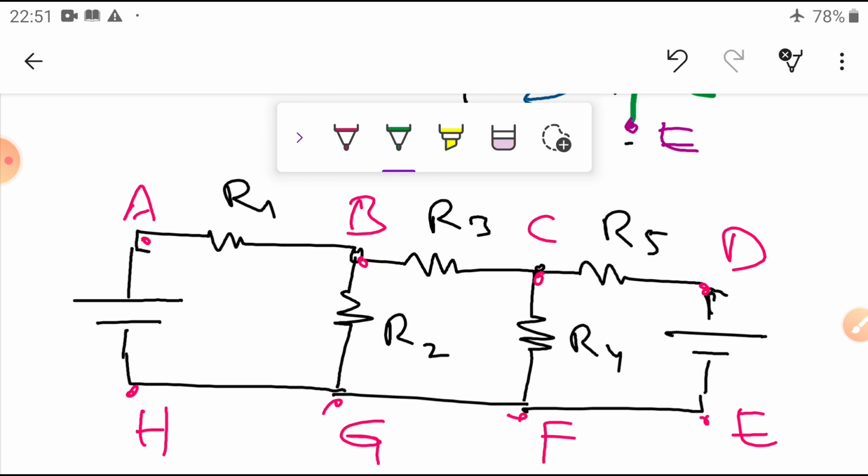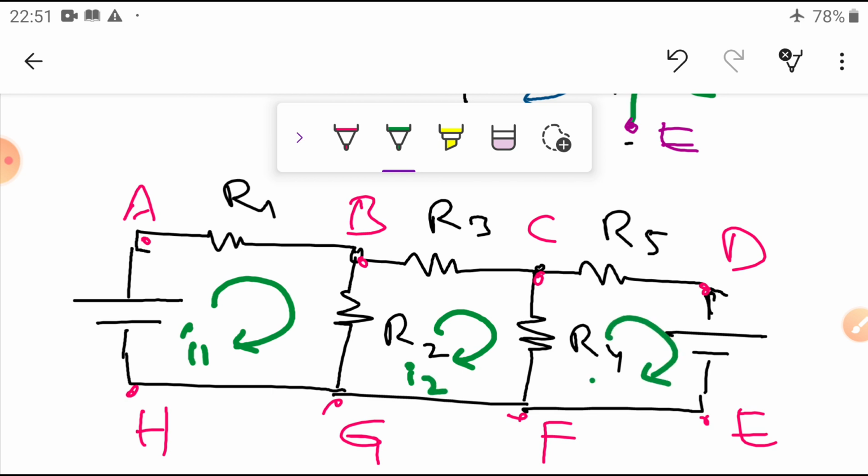Now based on this, I represented this as loop 1, I1, loop 2, I2, loop 3, I3, because the number of meshes we got is 3. Now this is one equation. Now I want to know what I1, I2 and I3 are, so just copy this figure.